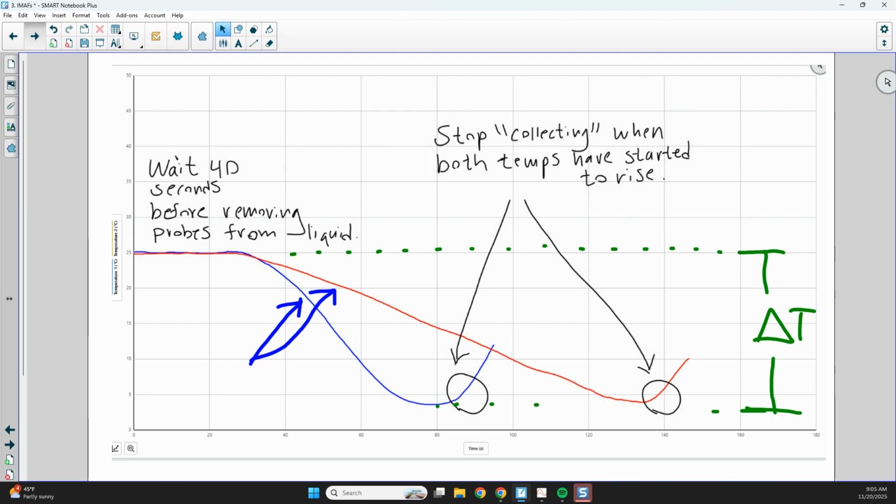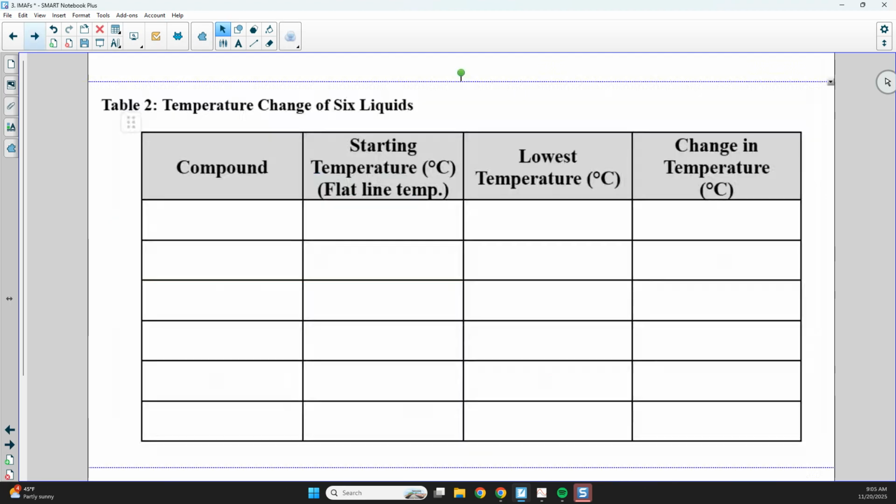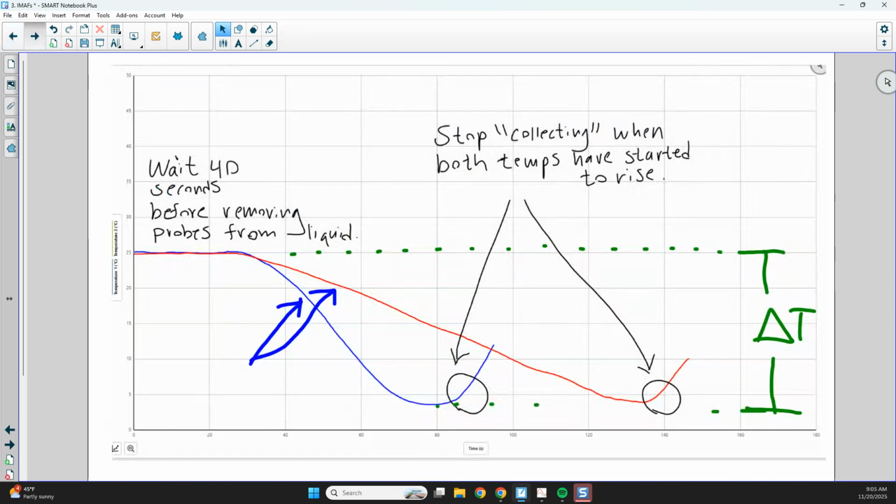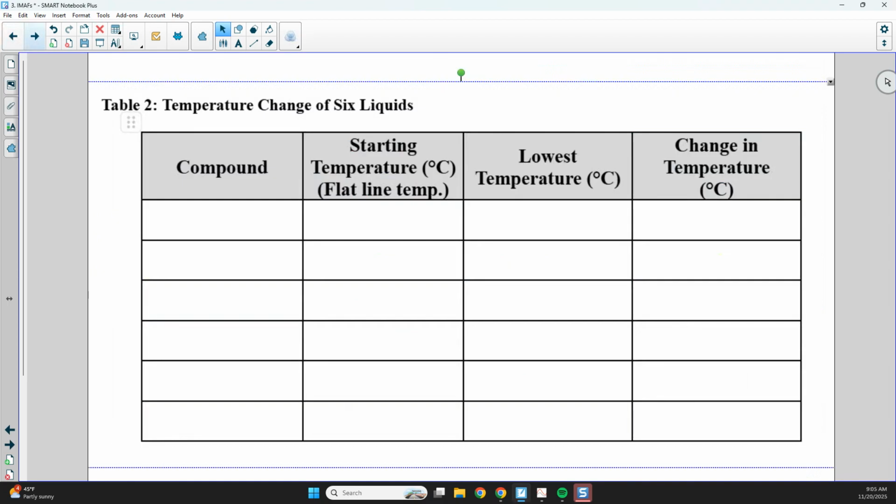Step 7. And we should be recording all our data in this table right here, okay? So this is your starting temperature. That's where we had the flat line. You're going to want to record that for these first 2 liquids.